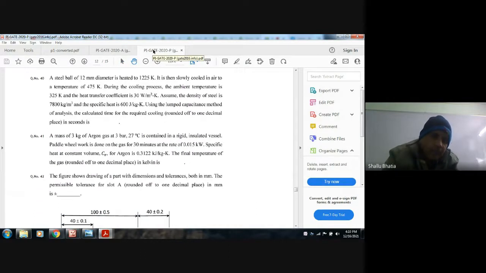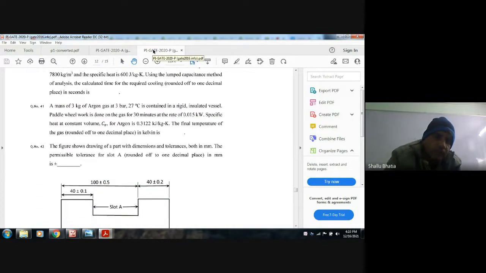Next, a mass of 3 kg of argon gas at 3 bar, 27 degrees Celsius is contained in a rigid insulated vessel. Paddle wheel work is done on the gas for 30 minutes at the rate of 0.015 kilowatt. The specific heat at constant volume, Cv, for argon is 0.3122 kilojoule per kilogram per degree Celsius. The final temperature of the gas, rounded off to one decimal place, in Kelvin.